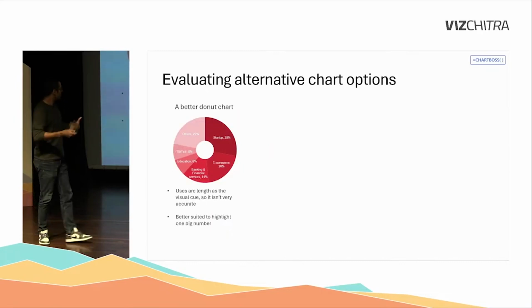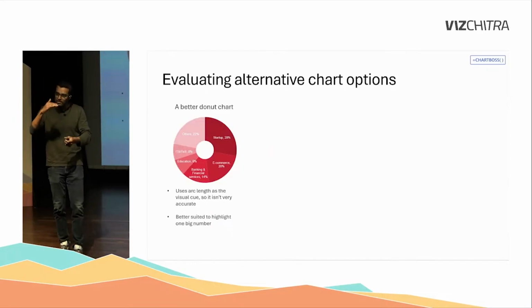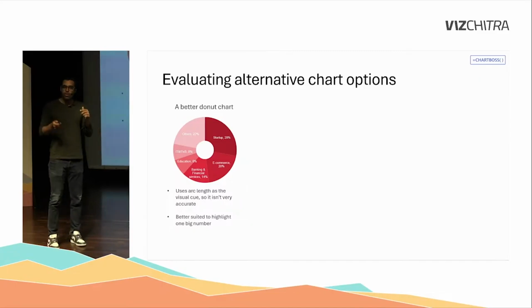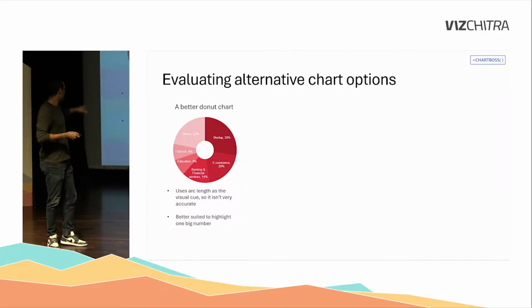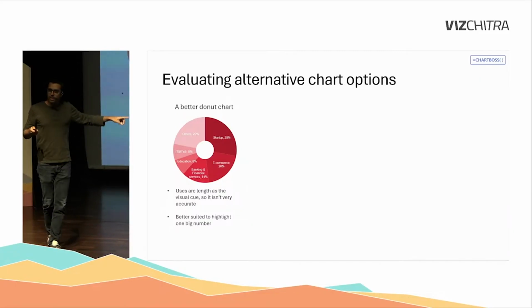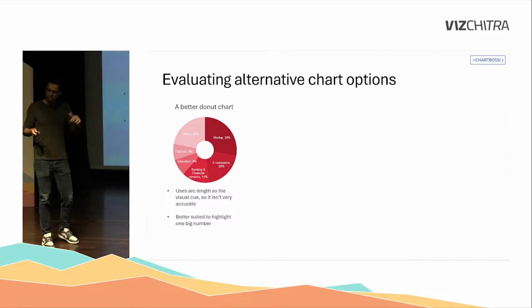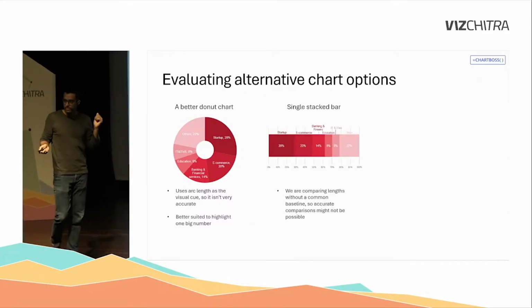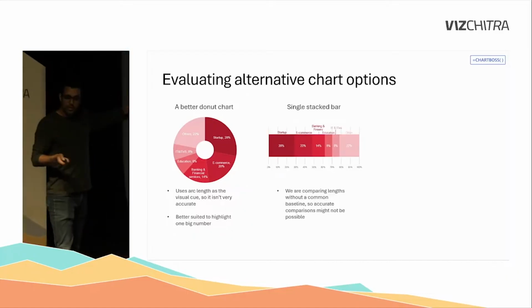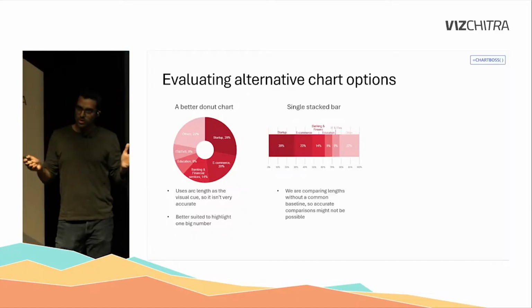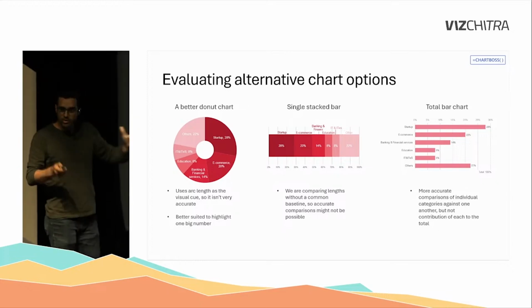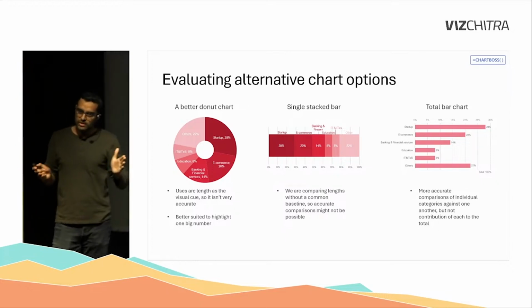So now let's evaluate alternative chart options, and this is where we need to go a little finer, right? It's not just parts of a whole, it's what exactly do you want to communicate? Like a better donut chart, it's better than the previous one, but it still has the same problem. I would have needed to highlight one particular segment. A single stacked bar would have been great if there were subtotals involved, but there are no subtotals. A 100% stacked bar would have been good if you want to compare each bar to each other.